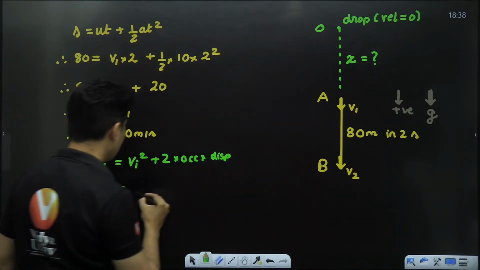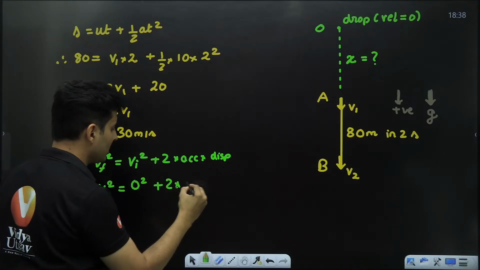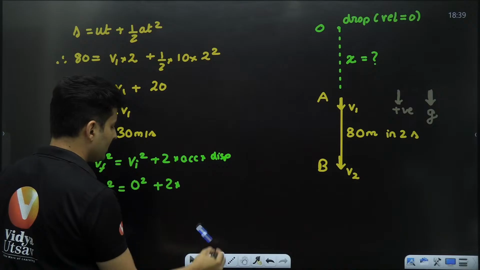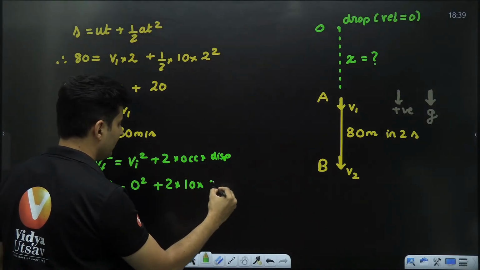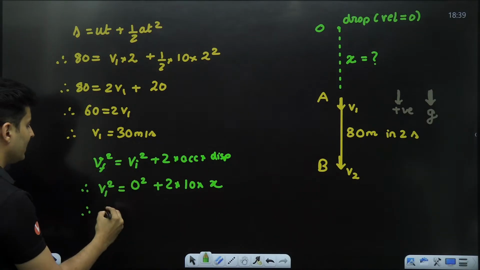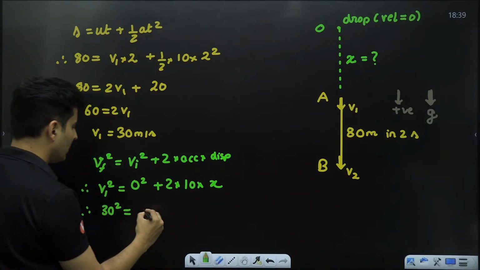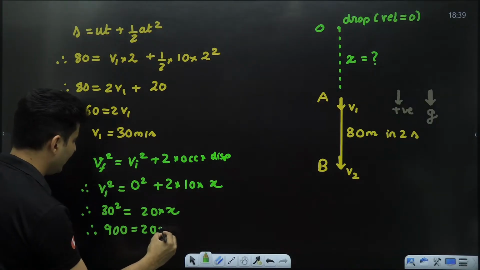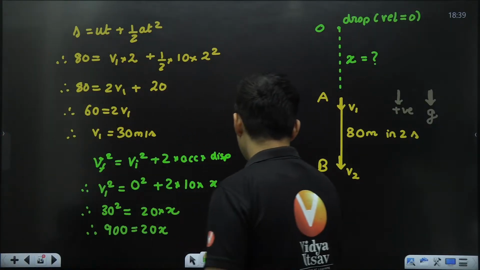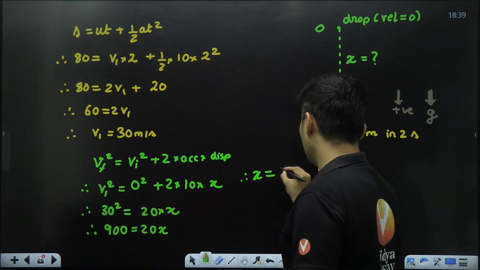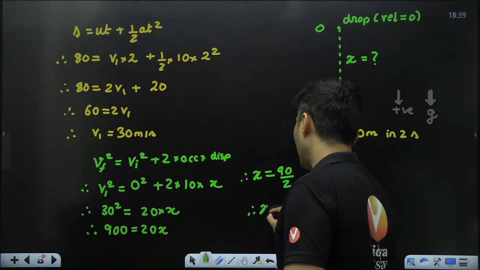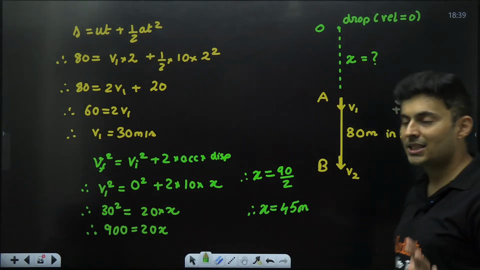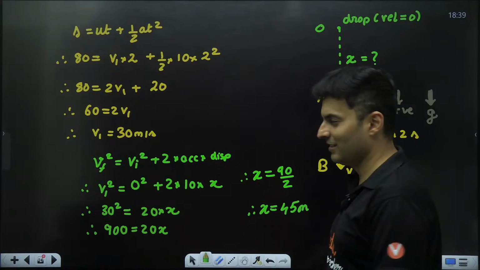Initial velocity is this guy, dropping part, 0. Acceleration is plus g. Displacement, I do not know. Perfect. And g value obviously is going to be 10. So 10 into displacement, which I do not know. So what is v1? v1 is nothing but 30. So 30 square is 20 multiplied by x. 30 square is 900, is nothing but 20x. So therefore x is nothing but 90 by 2. Therefore x is nothing but 45 meters. So this part of the journey is nothing but 45 meters.